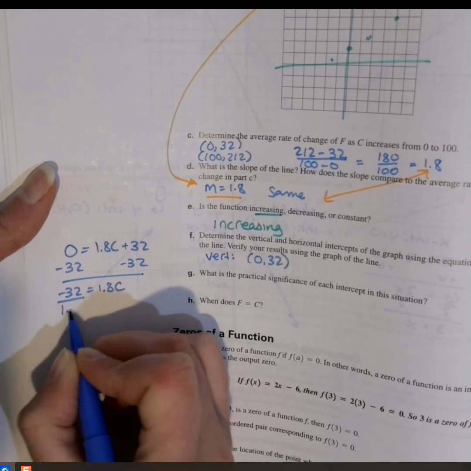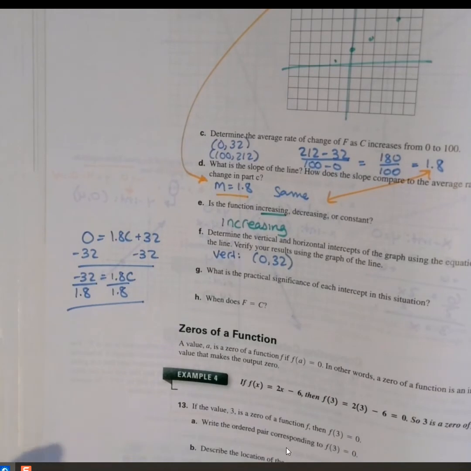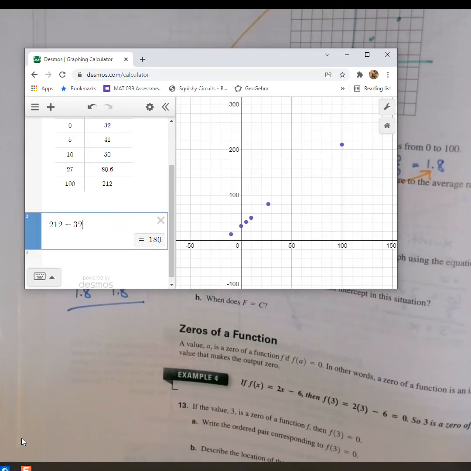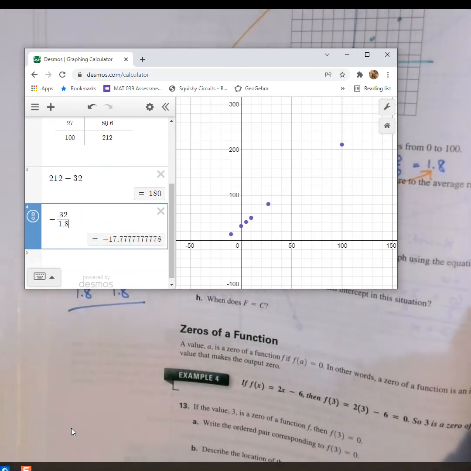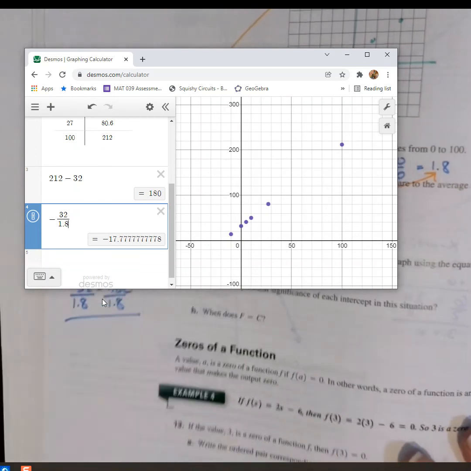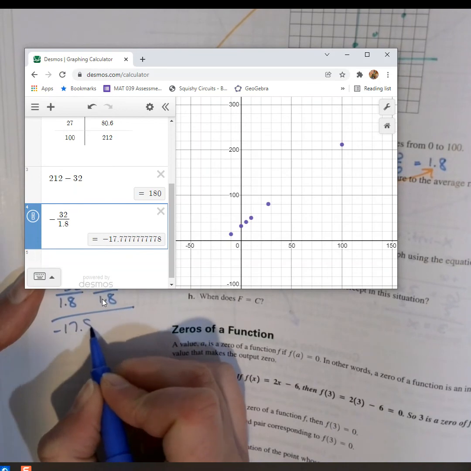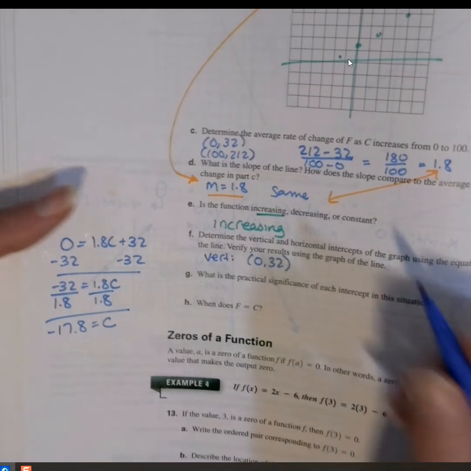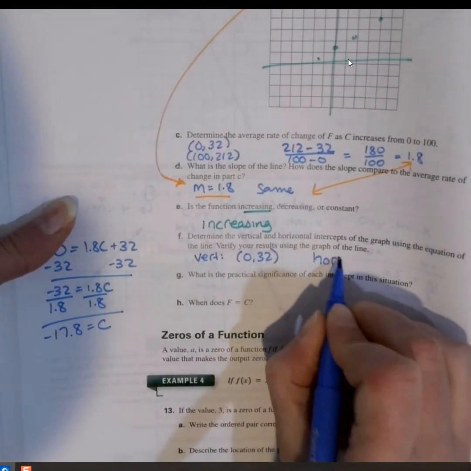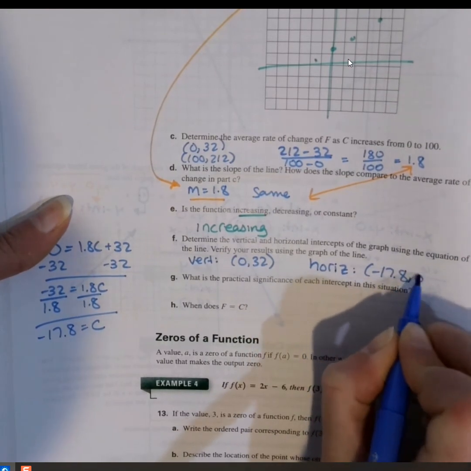Got to divide off the 1.8. And let's see what we get from negative 32 divided by 1.8. Negative 17.8. So the horizontal intercept is at negative 17.8, 0.